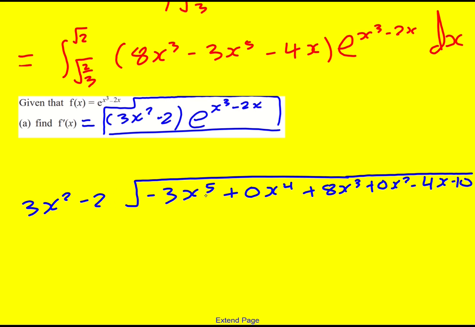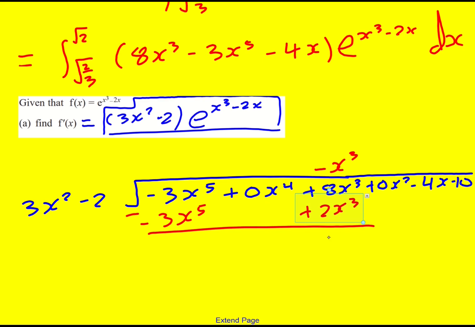Okay, minus 3x to the 5 divided by 3x squared is going to give minus x cubed. Multiply back through, get plus 2x cubed here. No x to the 4 term actually needed. Minus it, leaving us 6x cubed. Divide 6x cubed by 3x squared, gives us plus 2x. Multiply back through.